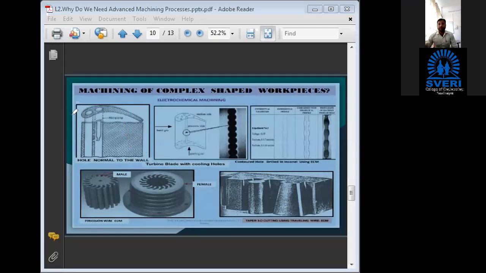This is the top left corner of our slide. There are two holes that you can see, with a wall in between the two holes. Now, to drill a hole perpendicular to this wall is very difficult. Why is it difficult? Because the hole's diameter is near about 1 mm, and the hole length is around 100.